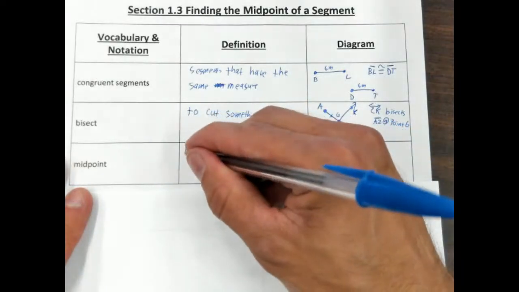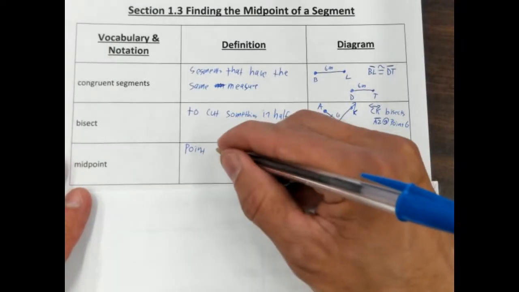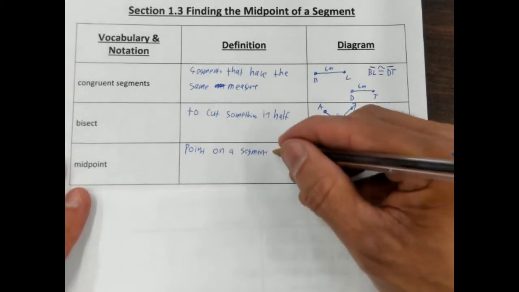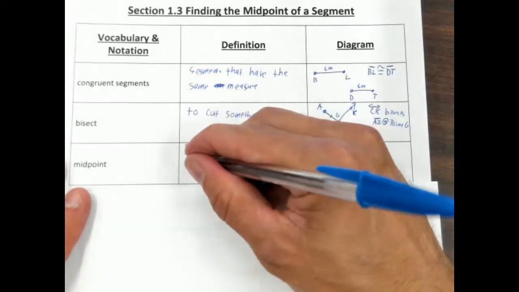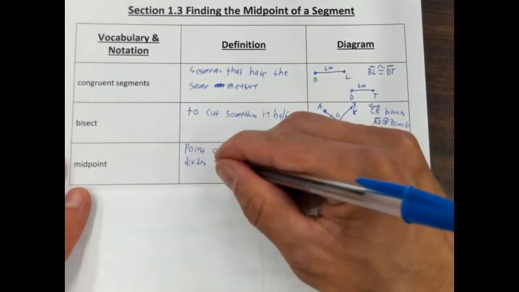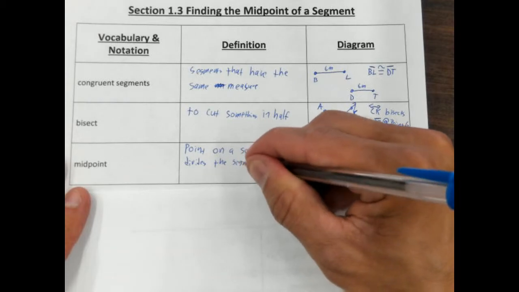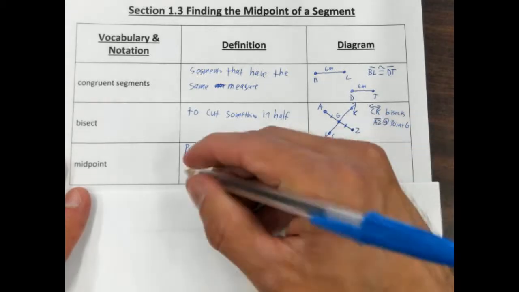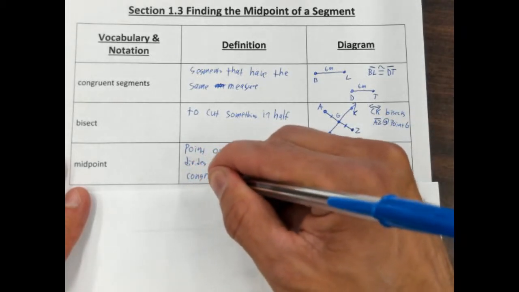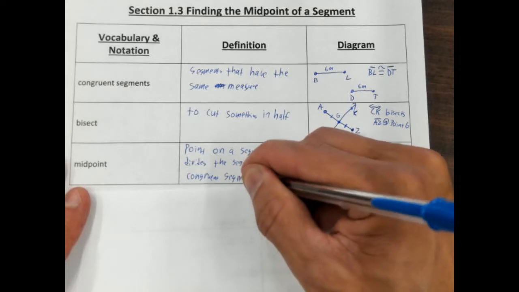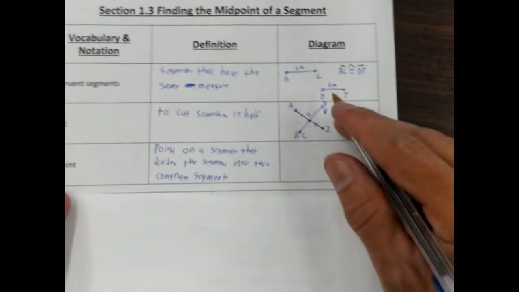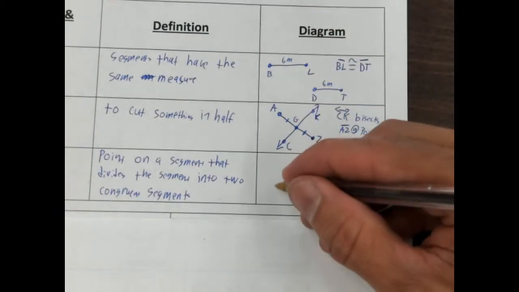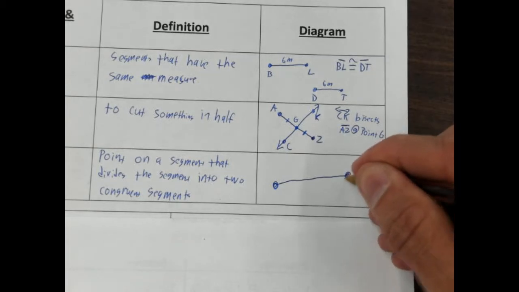Midpoint is going to be a point on a segment that divides the segment into two congruent segments. And an example of that would be point G up ahead. So let's do another example. Let's say we have another line segment. Let's call this one KR.